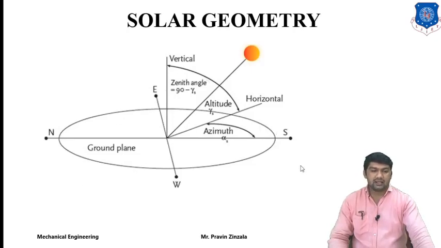We measure angles with respect to the vertical position and the horizontal position. This is the equator of Earth, this is north and south, this is the east and west direction, this is the vertical plane, and this is the solar radiation. The angle made by the solar rays and the vertical plane is called the zenith angle, meaning the angle between solar rays and the vertical plane at the center of the equator.